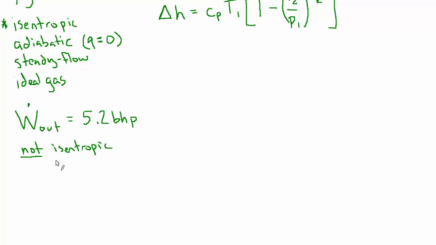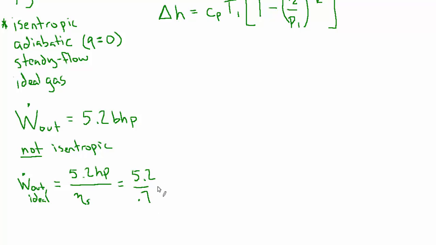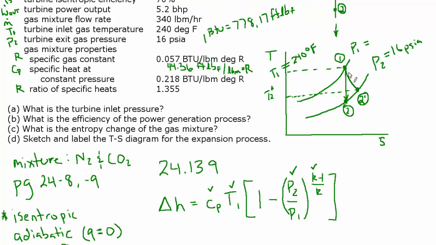If it were isentropic, then it would produce more power. How much more power? Well, we can say that the work out for an ideal or isentropic cycle would be the 5.2 horsepower divided by that efficiency, which is 5.2 over 0.7, which is 7.429 horsepower. So that's the power that the cycle would produce if it wasn't losing 30% on the fact that it's not going straight down, it's taking this curve.